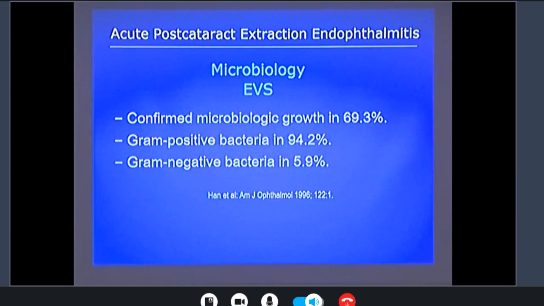If you look at the endophthalmitis vitrectomy study, they confirm it. You know, not all cases of endophthalmitis are culture positive. Frequently, we see culture negative cases. This study showed that 70% of the cases of post-cataract endophthalmitis were culture positive. Gram positive, 94%. Gram negative, only 6%. So the majority are gram positive. The majority of bacteria causing post-cataract endophthalmitis is gram positive, in about 94%. And very few are gram negative. This is very important when you select empirical antibiotic treatment.